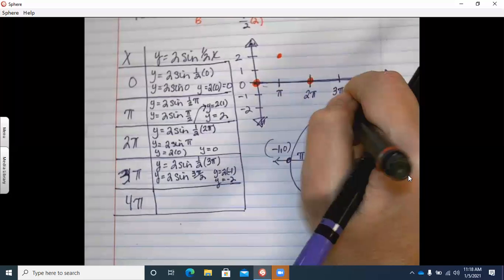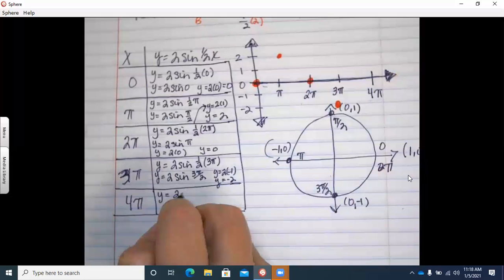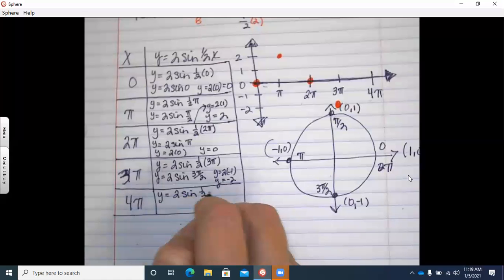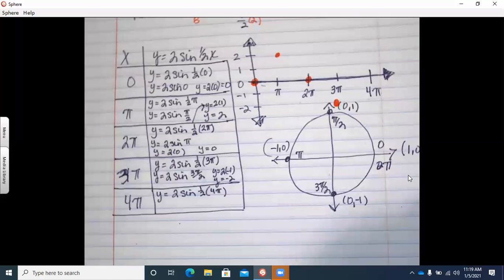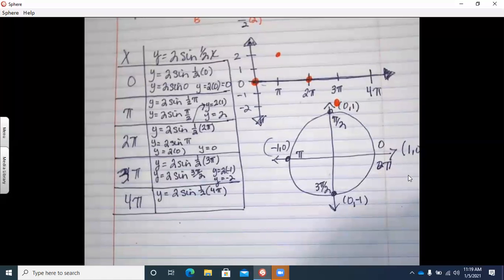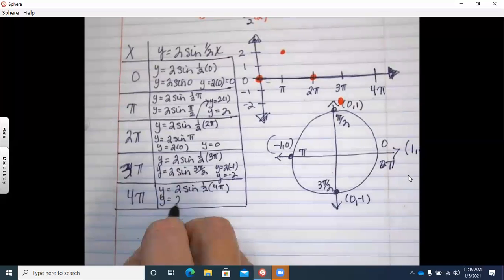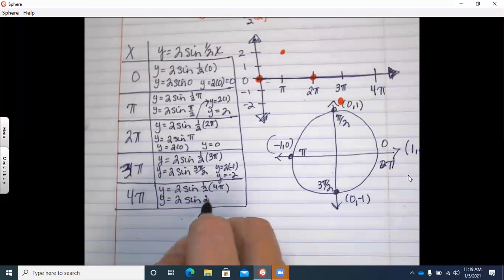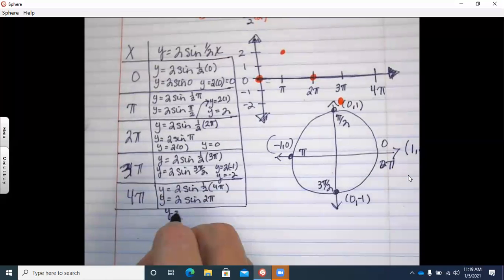And we already know at 4 pi it's going to be 0, but we're going to do the math. So y equals 2 times the sine of 1/2 times 4 pi. Is it time to go? I'm going to finish this video. Y'all can go. You already know what it is. We have y equals 2 times the sine. Half of 4 pi is 2 pi. And the sine at 2 pi is 0. So 2 times 0 is 0.